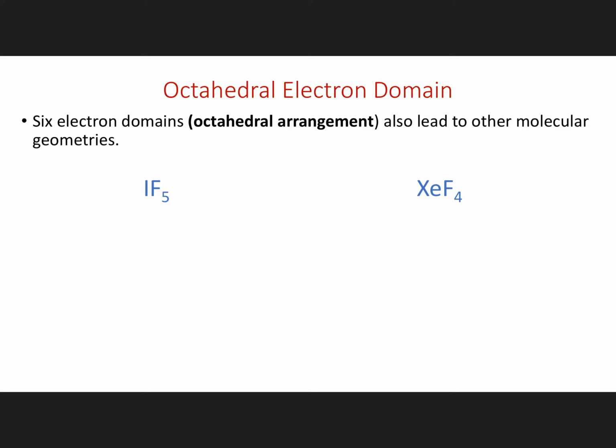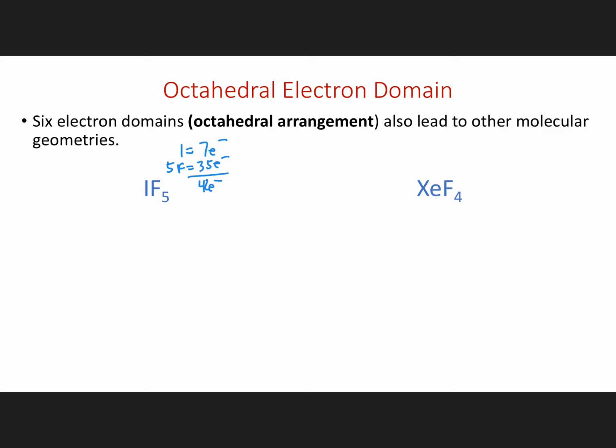All right, now I've got iodine pentafluoride and xenon tetrafluoride. Let's come together with the structure and the electron domain and molecular geometry for both of these. So iodine pentafluoride. Iodine, 7 electrons. I've got 5 fluorines at 7 electrons each for 35 electrons. That's a total of 42 electrons.